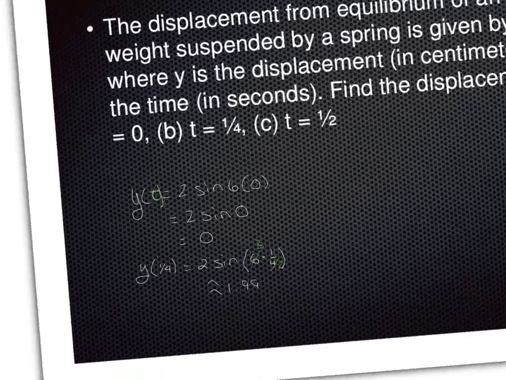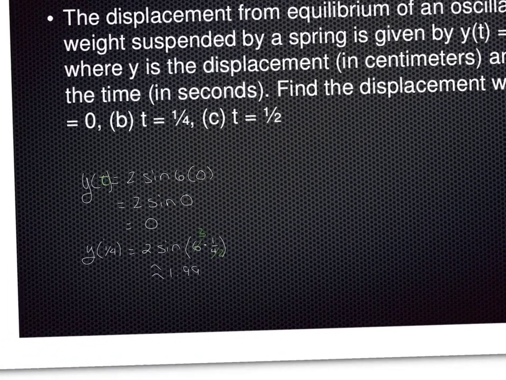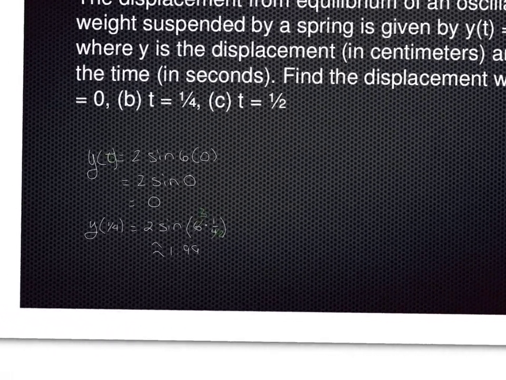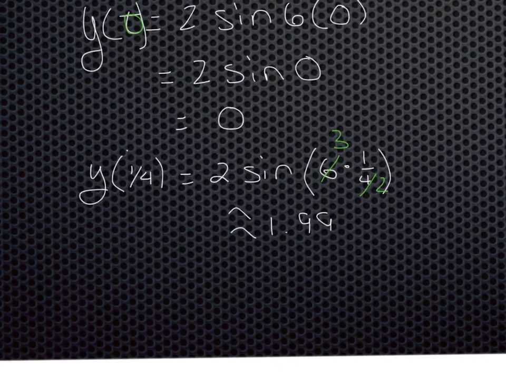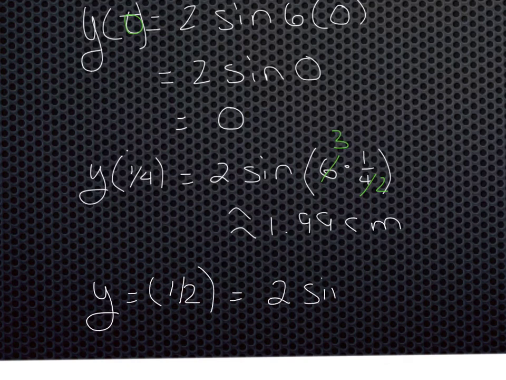And we're in centimeters, right? Yep, 1.99 centimeters. It doesn't tell us to round, so let's just keep it 1.99 centimeters. And our last one, y of 1/2, equals 2 sine 6 times 1/2. Take half of that, so we're going to do sine of 3, and then multiply that by 2. And our answer is 0.282 centimeters.